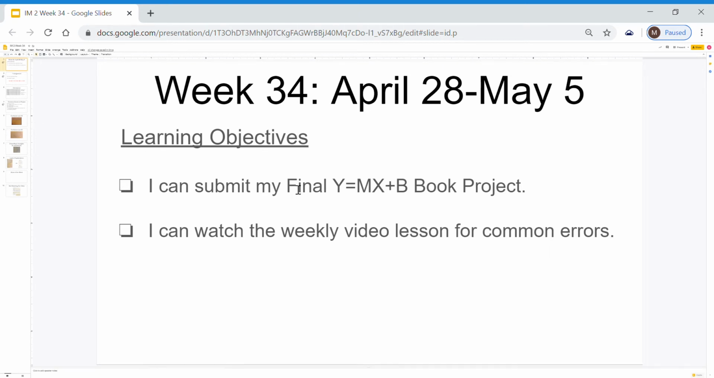I can submit my final y = mx + b book project. So you've done drafts of chapter 1, chapter 2, and chapter 3. You've also done the introduction before we went on break, and a table of contents and a cover page. By May 5th, make sure you turn in every single one of those things together: the cover page, introduction, table of contents, chapters 1 through 3.